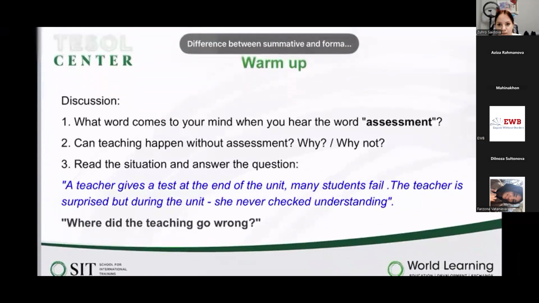And so let's move on to the warm-up. Let's discuss a little bit. What word comes to your mind when you hear the word assessment? You can type in the chat, or you can unmute yourself and say what word comes to your mind when you hear the word assessment.